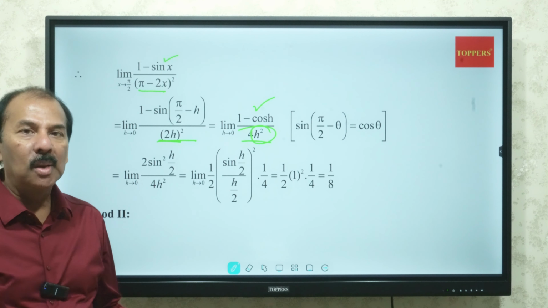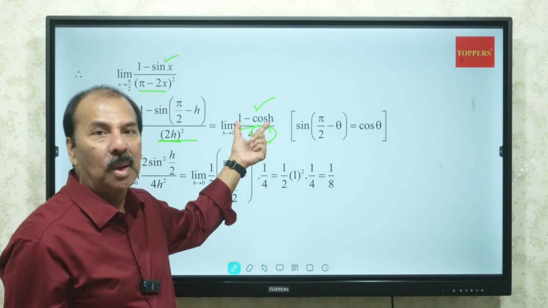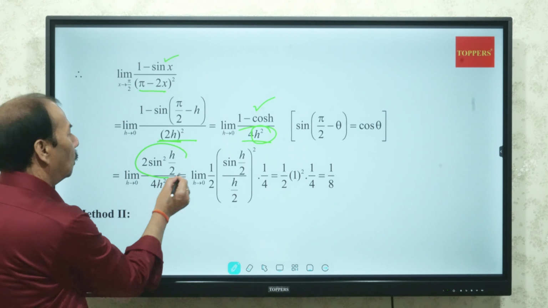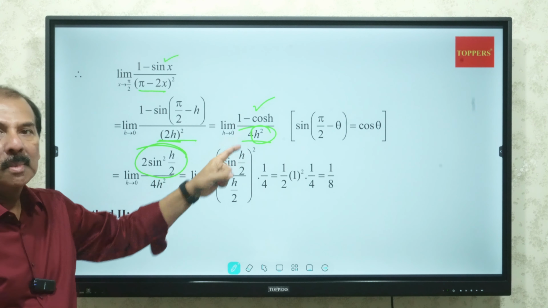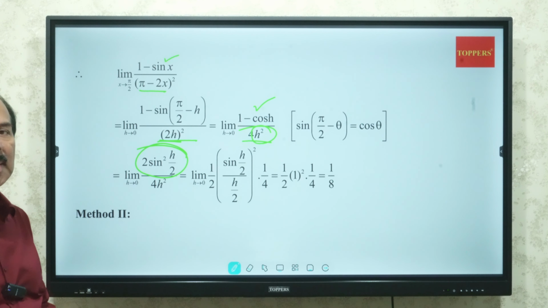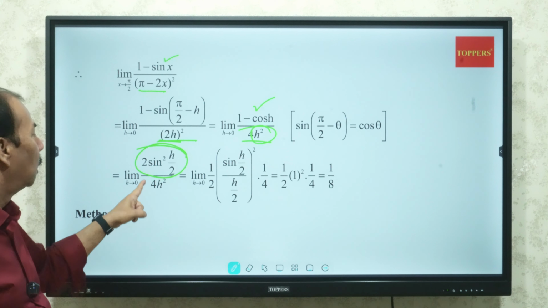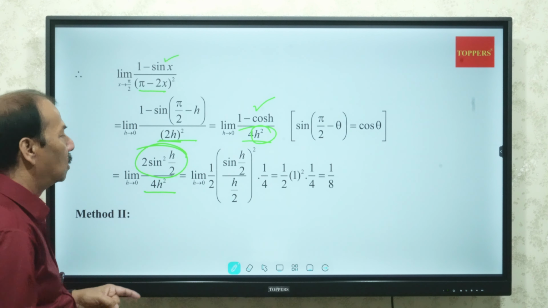So in the numerator also we will need sin square x. And that we are getting from this relation, because 1 minus cos h will be equal to 2 sin square h by 2. That gives us an opportunity to rearrange the terms in the numerator as well as the denominator. So it is twice of sin square h by 2 divided by 4h square.